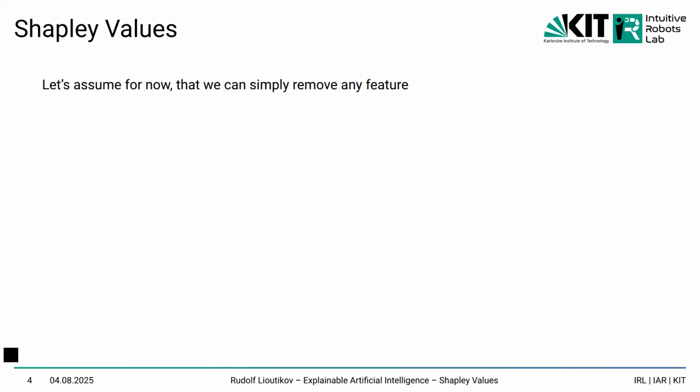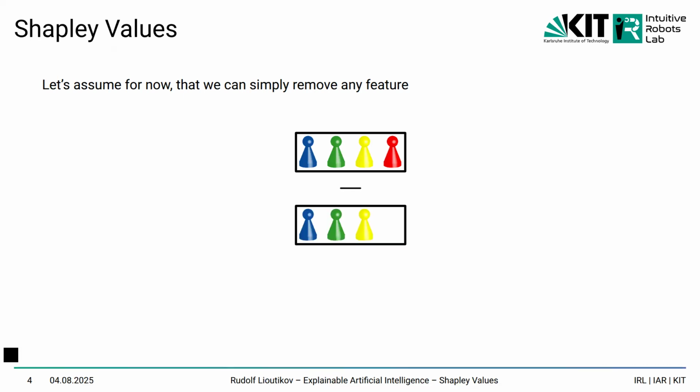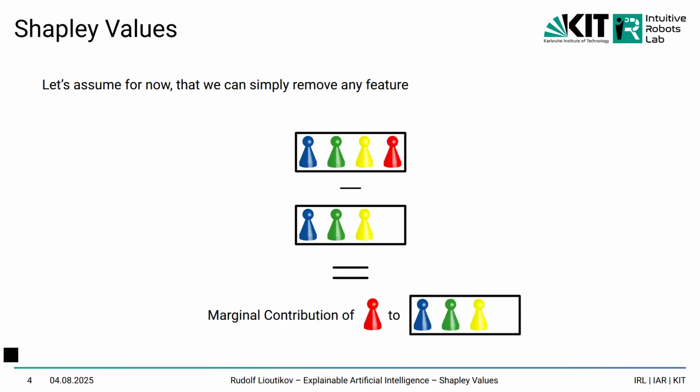So what can we do instead? And this is where Shapley values come in. Let's for now assume that we can simply remove a feature. We cannot, it's okay, but let's assume we could. So we start with our 4-player composition here, and this would be one version that we would like to evaluate. Then we can say how much red really contributes, right? This will be the marginal contribution of red to the whole team.